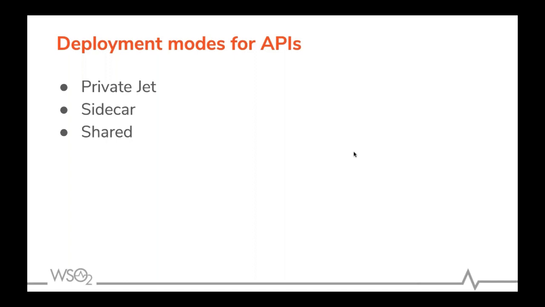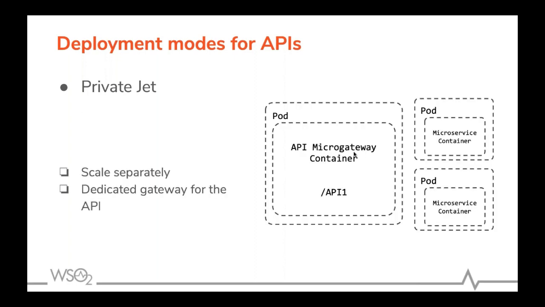So in here, we have three modes for the APIs: private jet, sidecar, and shared. If you look at the private jet mode, you have one pod for the micro gateway container and separate pods for your microservice. So you can separately scale these pods, scaling your micro gateway separately and your microservices separately. And you have a dedicated gateway for the API in this private jet mode.